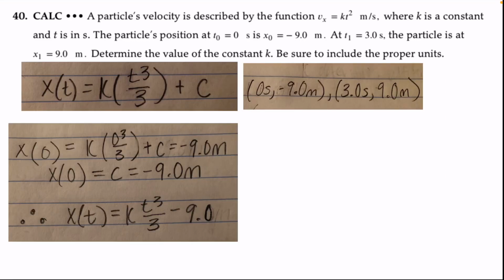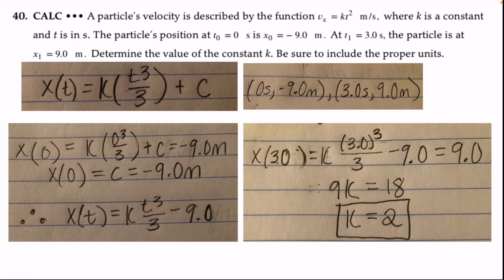The first thing we want to do is solve for c. We were given that 0, negative 9.0 coordinate pair, which makes this pretty easy, because once you plug in that 0 for t, the whole k t cubed over 3 part of the equation becomes 0. So it just comes out as c equals negative 9.0 meters. If you plug c back into the original equation, you get x of t equals k t cubed over 3 minus 9.0. And now we can use that second coordinate to do some algebra and solve for k.